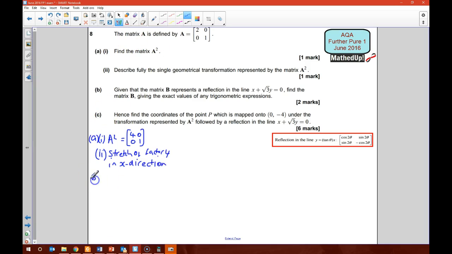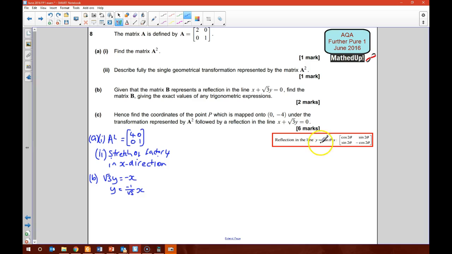Okay, part B says, given that the matrix B represents a reflection in the line x plus root 3y is equal to 0, find the matrix B giving the exact values of any trigonometric expressions. So I've taken this from the formula book. I know that a reflection in the line y is equal to tan theta x is going to be equal to this matrix here. So I first need to write this in the form y is equal to tan theta x. If I rearrange it, I get root 3y is equal to negative x, and that tells me that y is equal to negative 1 over root 3 times x.